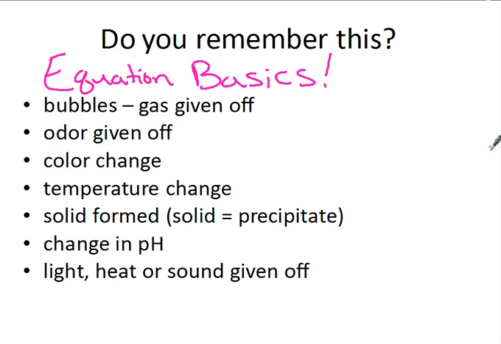If you remember from one of our first labs, chemical reactions, we know that they're happening when we have one of these 6 things going on. Bubbles, an odor given off, a color change, a temperature change not from heating or cooling, a solid formation, a change in pH, or light, heat, or sound being given off. Any of those means we're having a chemical reaction, which means something new is being produced.